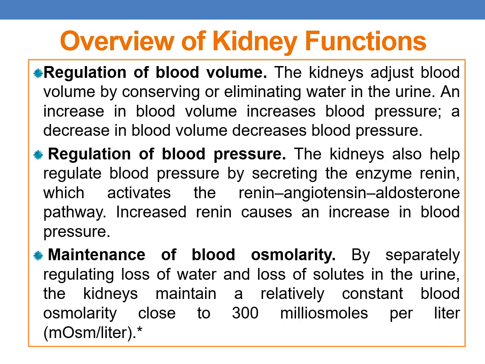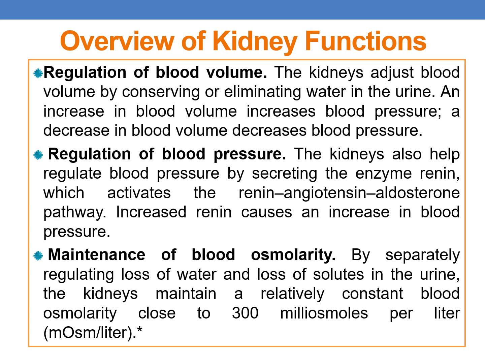Next is regulation of blood volume. The kidneys adjust the blood volume by conserving or eliminating water in the urine. An increase in the blood volume increases the blood pressure, and a decrease in the blood volume decreases the blood pressure. Next is regulation of blood pressure. The kidneys also help regulate the blood pressure by secreting the enzyme renin, which activates the renin-angiotensin-aldosterone pathway. Increased renin causes an increase in the blood pressure.